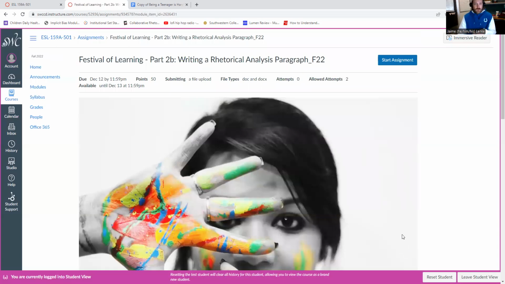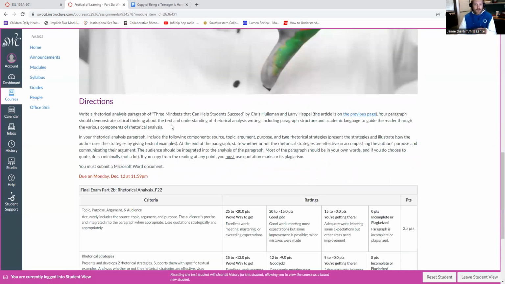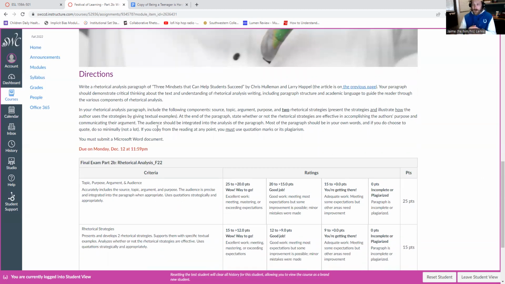And then the last part, part 2B, is where you're going to write a rhetorical analysis paragraph. So again, as I just mentioned, what I really want to see as part of this class is for us to be able to write clearly and descriptively and analyze a piece of text rhetorically to see what the author is doing as far as using strategies to convince the reader of their opinion or argument. And so again, you're going to do that here. You're going to use this same article by these authors, and you're going to use your annotation notes to help you write this paragraph.